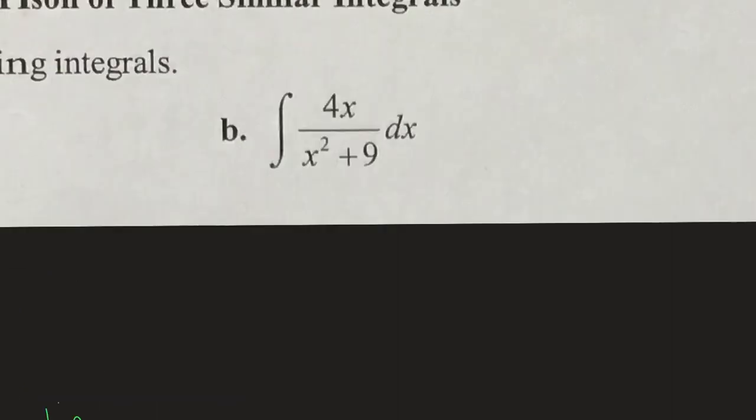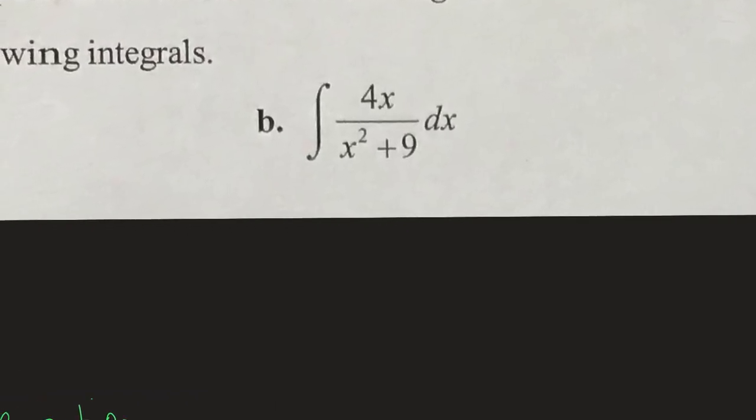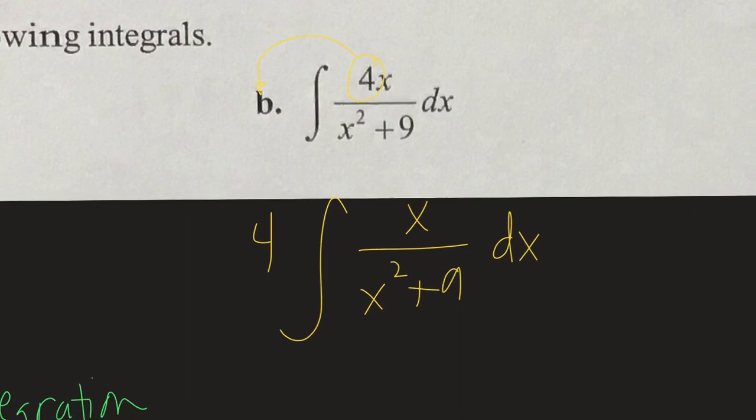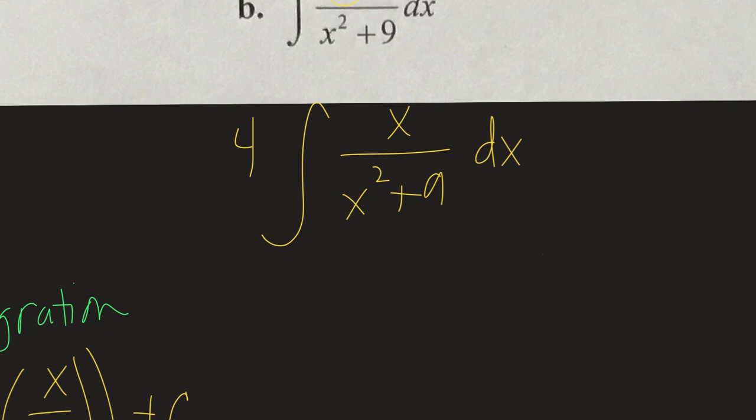So our next one. First we're going to once again pull the 4 out to the front. So 4 times the integral of x over x squared plus 9. So what method would you use for this antiderivative? This is going to be a u-substitution method. And this is why you know it's going to be u-substitution.